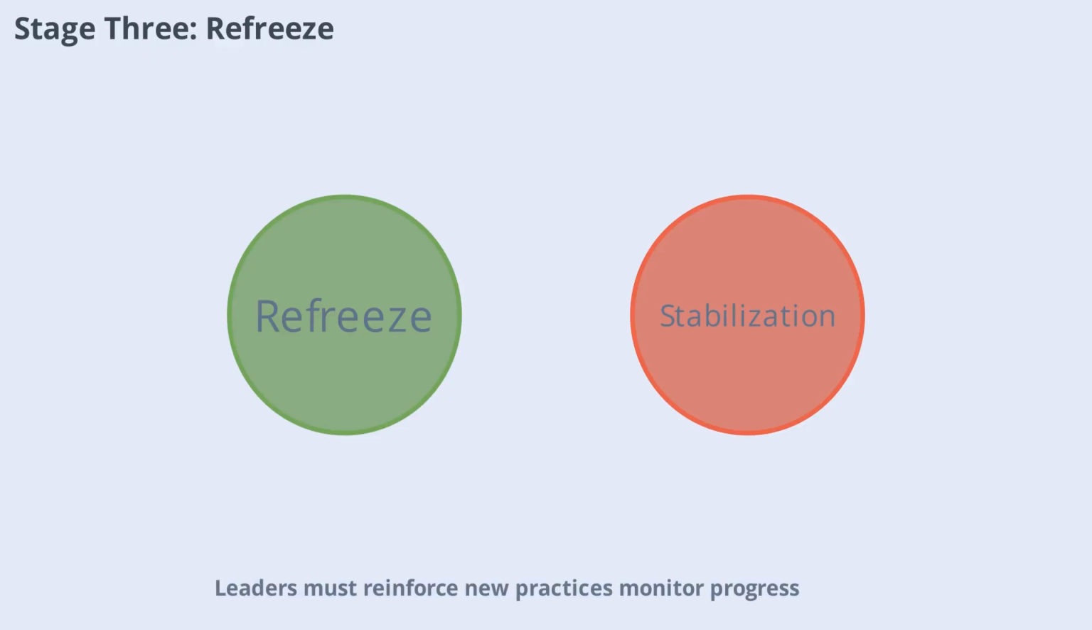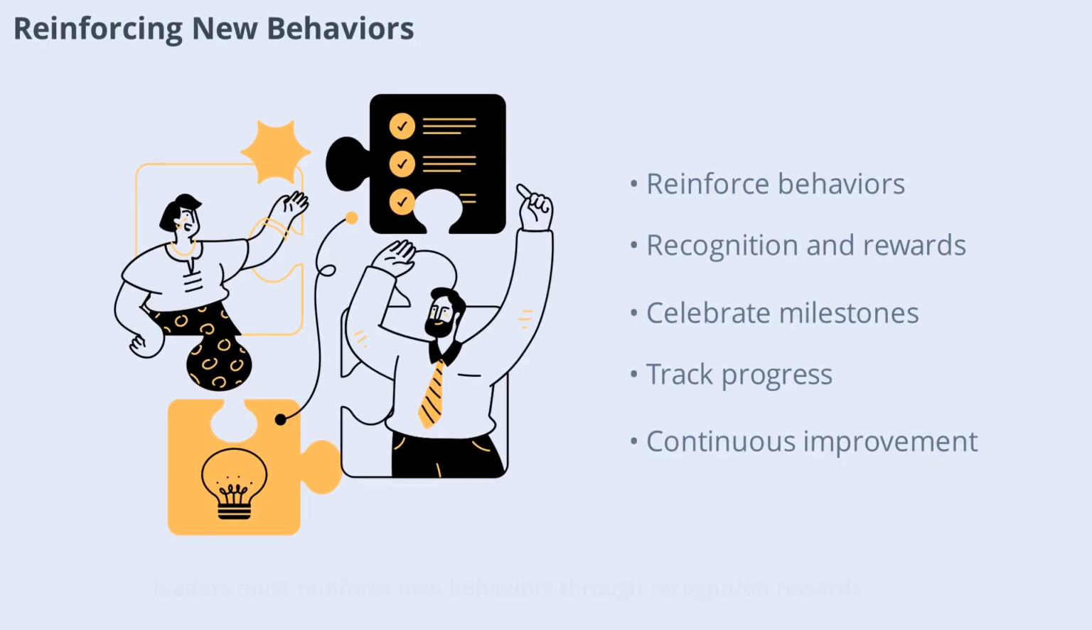Leaders must reinforce new practices, monitor progress, and celebrate achievements. By embedding change into the culture, organizations prevent regression and build lasting success. Let's see how reinforcement helps solidify change. To ensure lasting change, leaders must reinforce new behaviors through recognition, rewards, and ongoing communication.